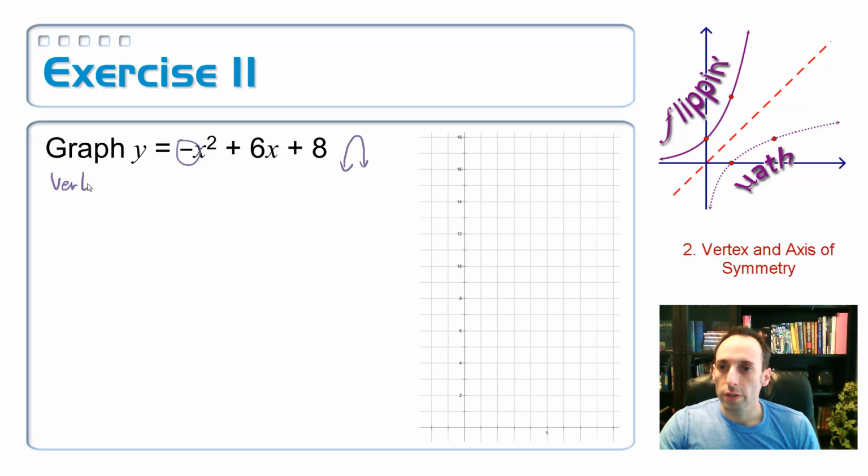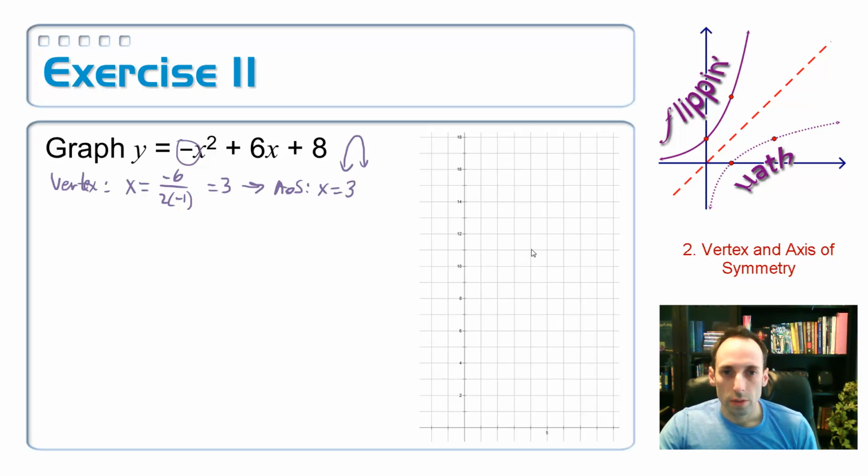Next, we have to find our vertex. To find the vertex, I'm going to find the x-coordinate by using the handy formula, negative b over 2a. So x is equal to negative 6 over 2 times a, which is negative 1. Negative 6 divided by negative 2 is 3. This means that we have our axis of symmetry. It's just the vertical line x equals 3.